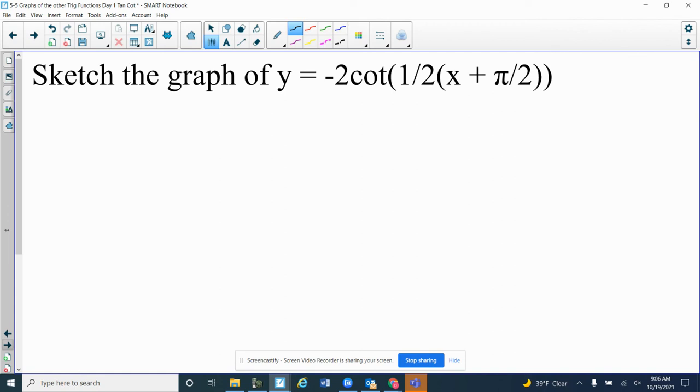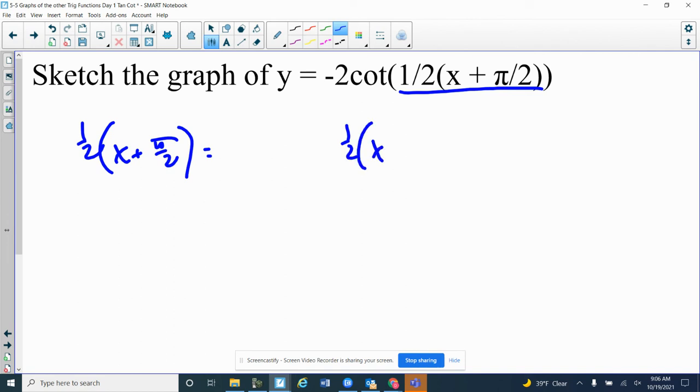So the cotangent graphs, we're going to take a similar approach here. I'm going to set that quantity that we're taking the cotangent of, 1/2 times the quantity of x plus pi over 2, equal to the asymptotes of the cotangent graph. What are those asymptotes for the cotangent? 0. Yeah, that's how I remember. Co goes to O.